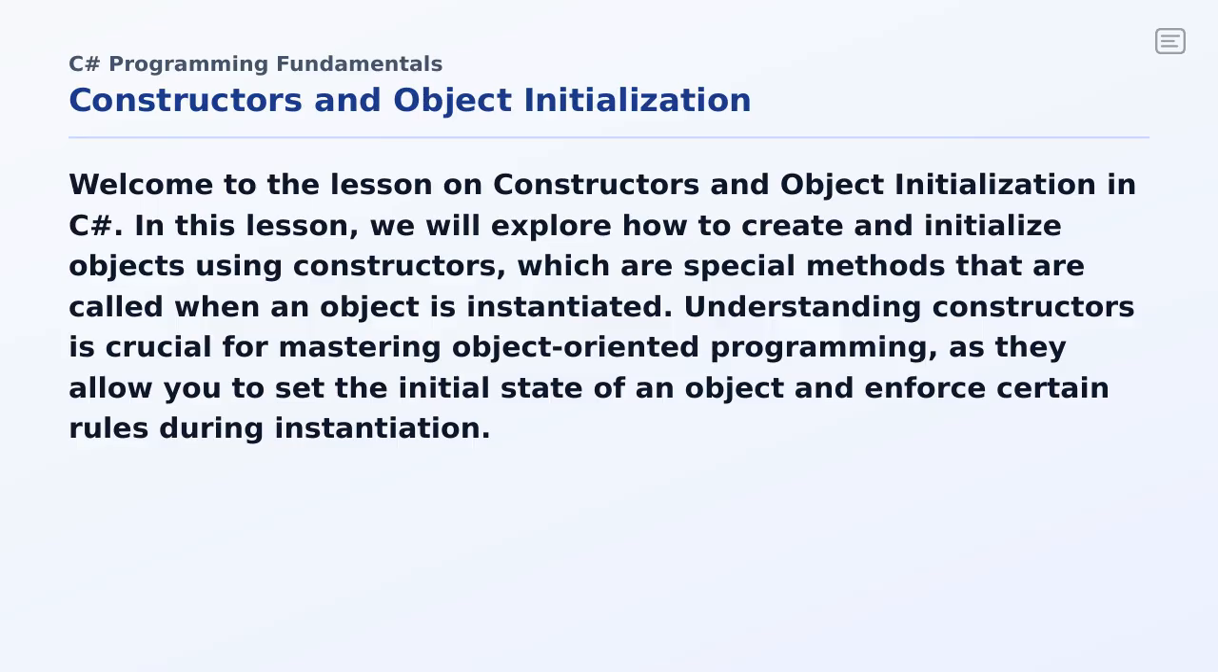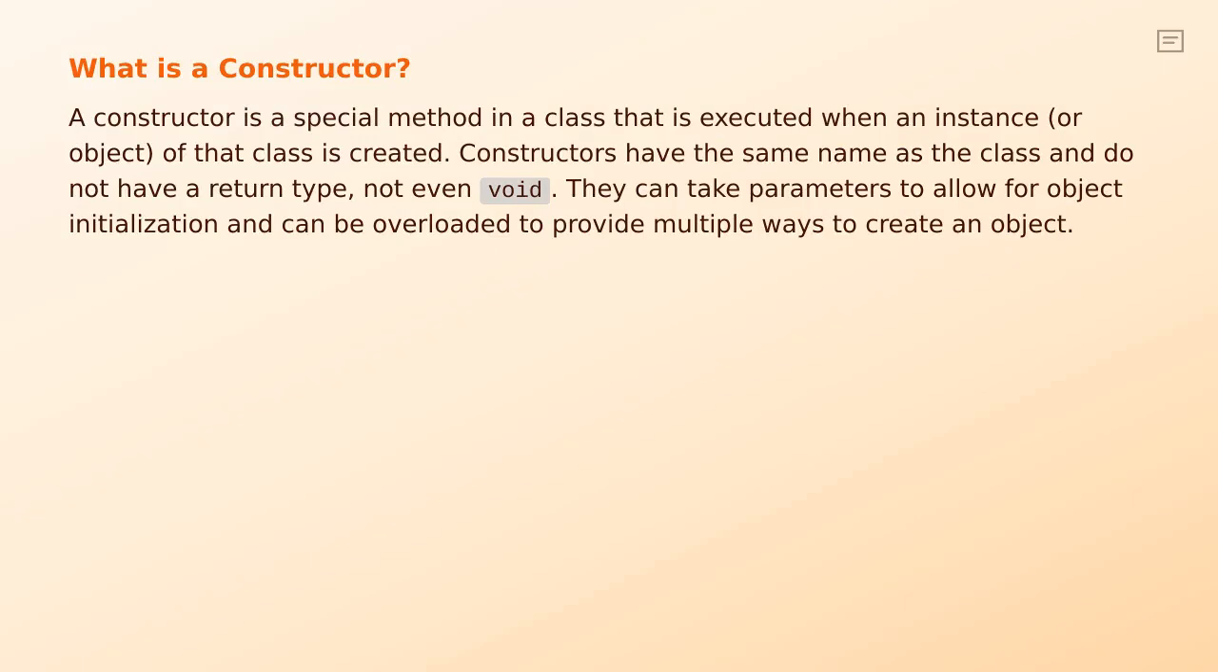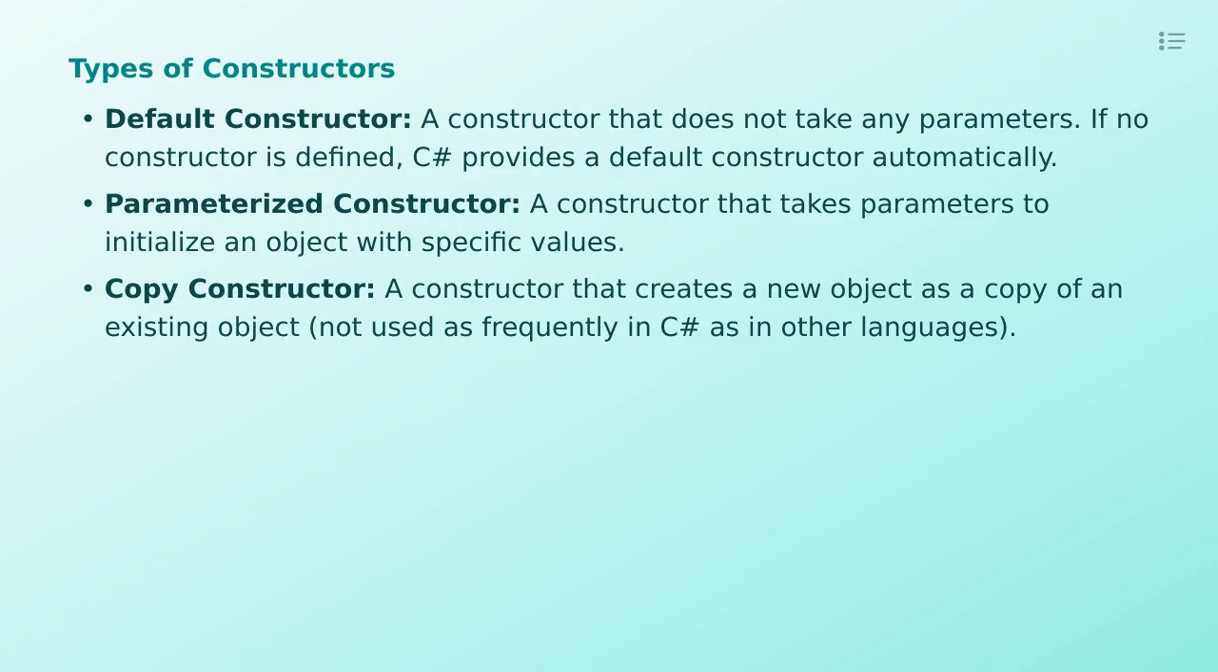Don't worry if this feels new at first. This section covers what a constructor is. A constructor is a special method in a class that's executed when an instance or object of that class is created. Constructors have the same name as the class and don't have a return type, not even void. They can take parameters to allow for object initialization and can be overloaded to provide multiple ways to create an object.